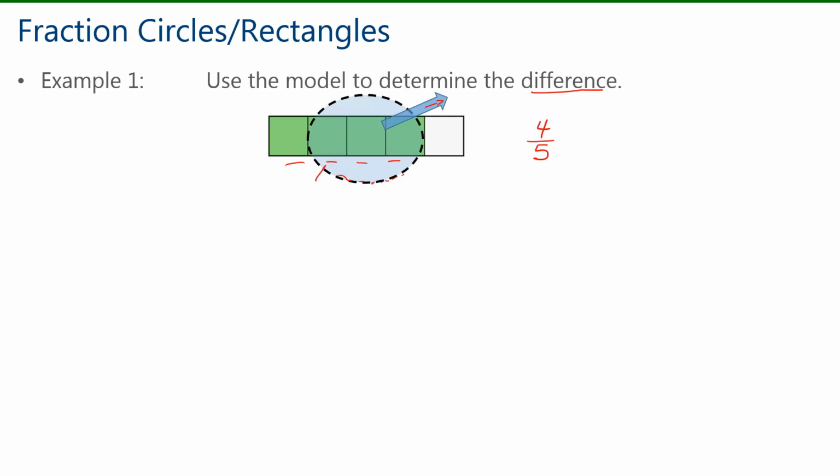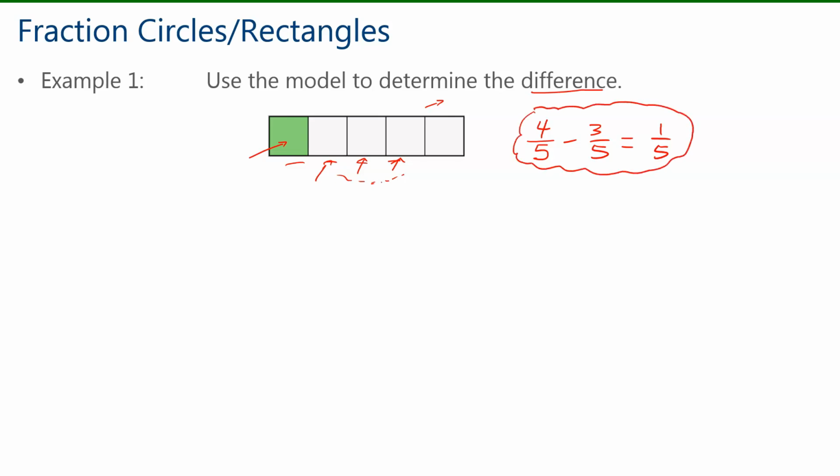If you look inside that oval, we have 3 of those green sections that we want to get rid of. So we're going to subtract 3/5. And if I take those away, I'm left with 1/5 still shaded. So what that means is that 4/5 take away 3/5, or subtract 3/5, equals 1/5.